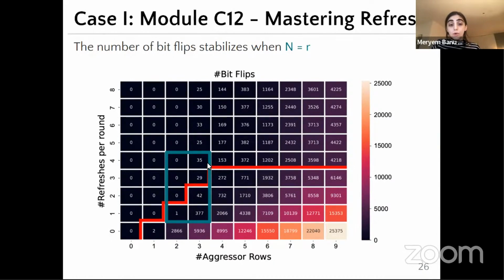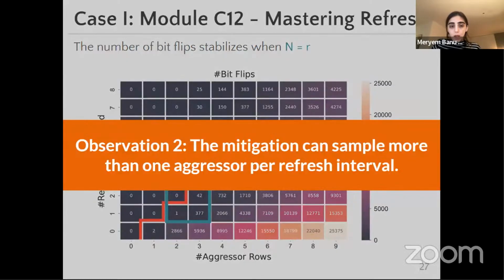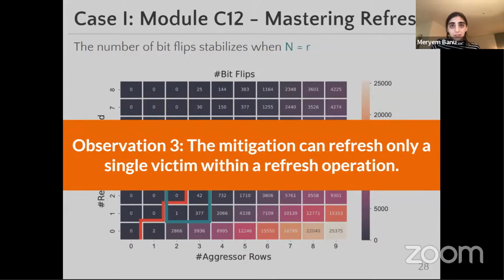These results lead to the following observations. The mitigation can sample more than 1 aggressive row per refresh interval, as adding additional refreshes reduces the bit flip count for multiple aggressive rows as well. And also, the mitigation can refresh only a single victim within a refresh operation, as each refresh reduces the bit flip count up to some point. This result is likely a consequence of the tight timing constraints imposed by some DRAM timing parameters, which limit the number of additional refreshes that can be performed on a refresh command.